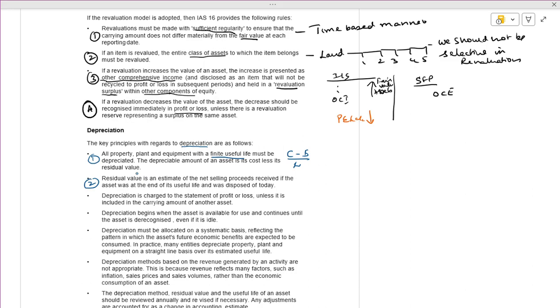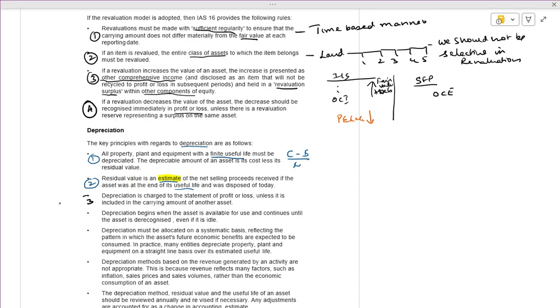The residual value is only an estimate of the net selling price. We are estimating what the residual value will be at the end of its useful life, and what would happen if we were to dispose of it today. In general, residual value is an estimate.